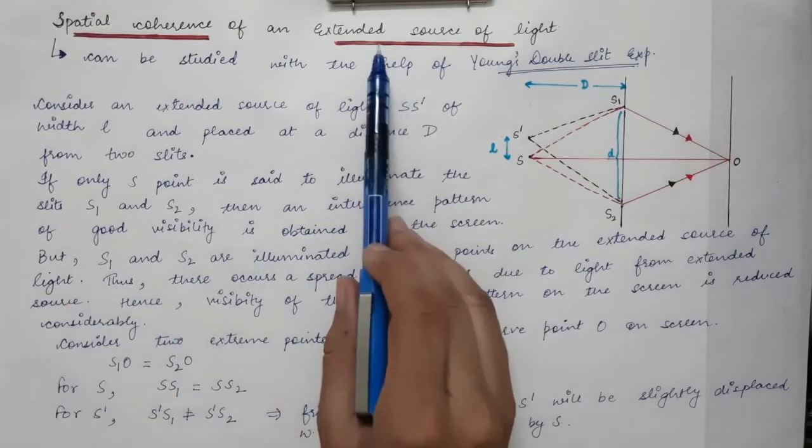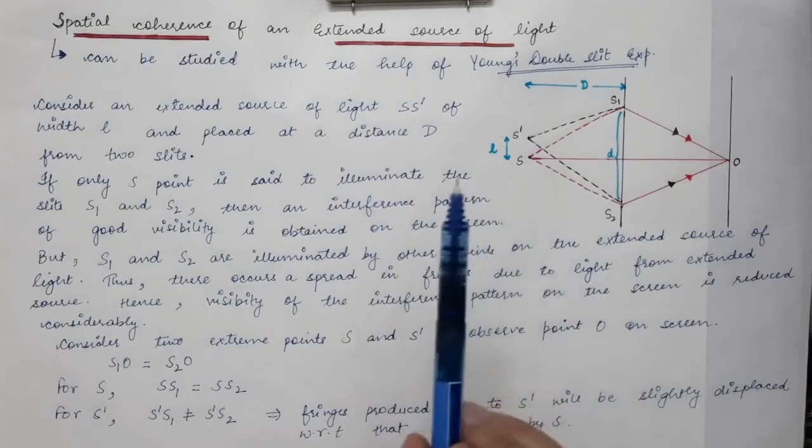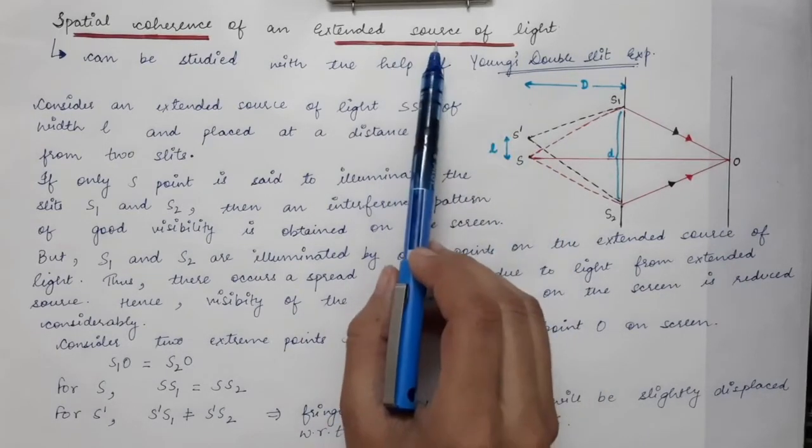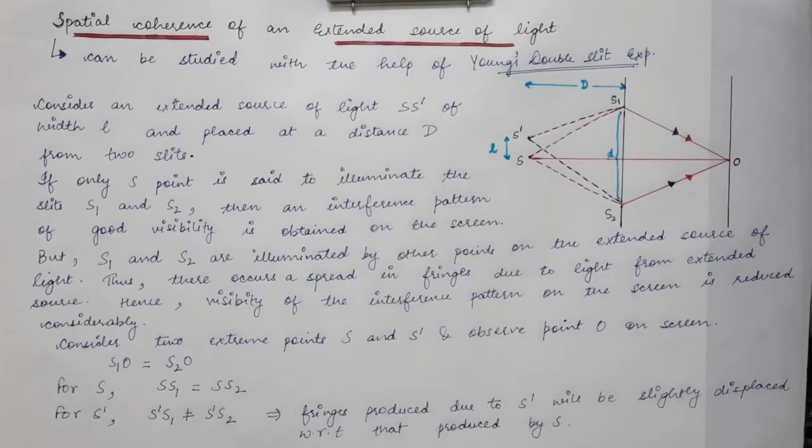So in the case of an extended source, we do not have a point source. We have a large number of point sources. These two slits are illuminated by other point sources also. Thus there occurs a spread in the fringes, so the visibility of the interference pattern starts decreasing. The visibility of the interference pattern on the screen is reduced considerably.